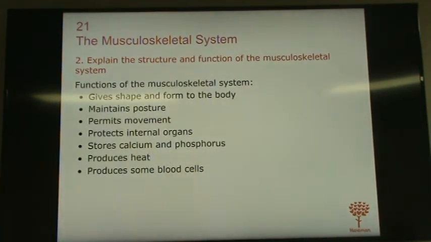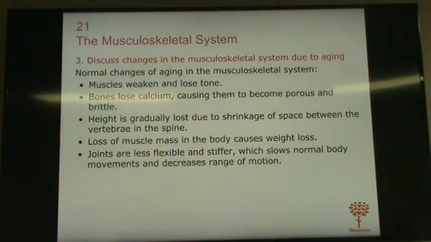Functions of the musculoskeletal system: it gives shape and form to the body. So that fine shape you have is because of your musculoskeletal system. And then there are people who are born with physical deformities, where some of the bones or muscles did not develop well, so they look different. The skeletal system maintains posture, permits movement, protects internal organs, stores calcium and phosphorus in the bone, produces heat, and produces some blood cells. Again, this section is always the crucial section.